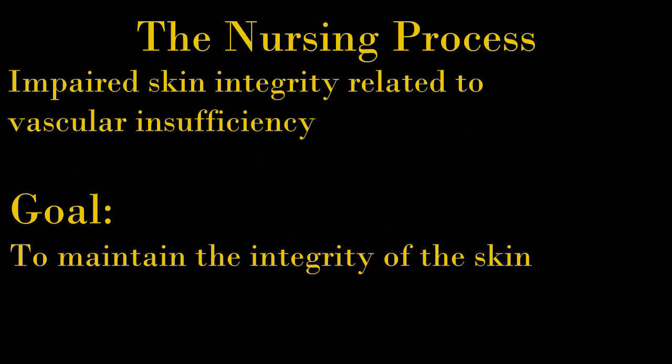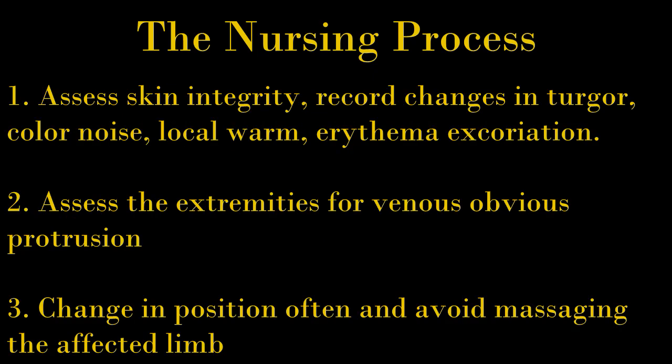Next is the diagnosis. Impaired skin integrity related to vascular insufficiency. The goal is to maintain the integrity of the patient's skin. These are the following nursing interventions. Assess skin integrity, record changes in turgor, color, local warmth, erythema, excoriation. Assess the extremities for obvious venous protrusion.